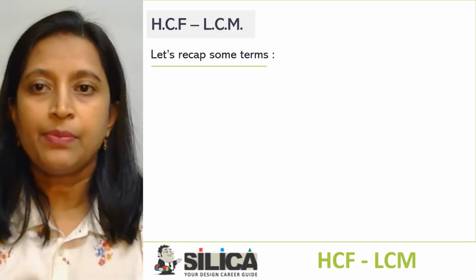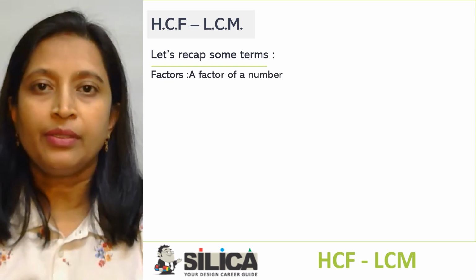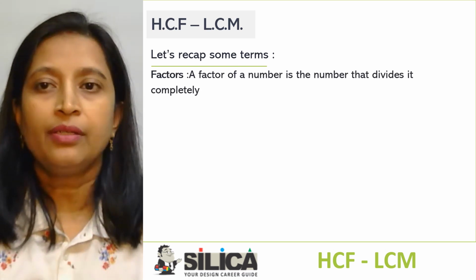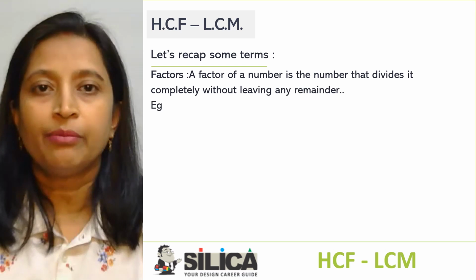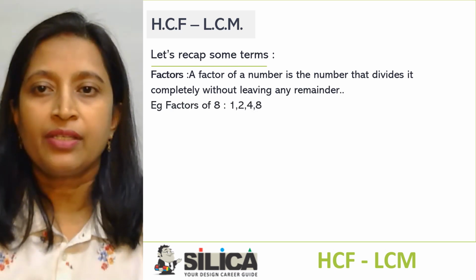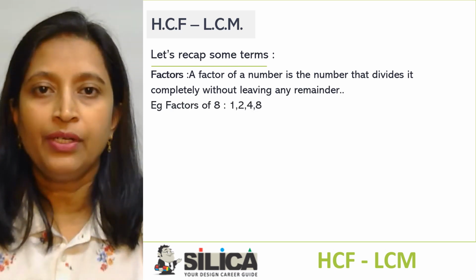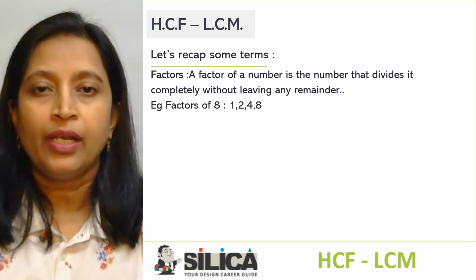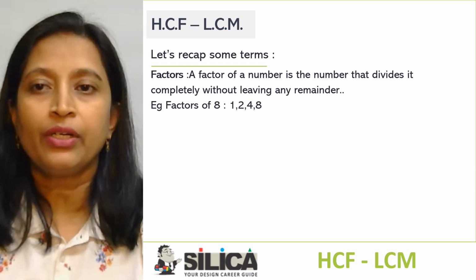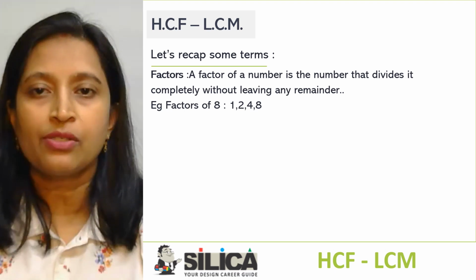So let's recap some terms before learning it. First, factors. A factor of a number is a number which completely divides that number without any remainder. For example, the factors of 8 are 1, 2, 4, 8. It means if you divide 8 by 2 or 4 or 8, you will not get any remainder. So these are the factors of it.